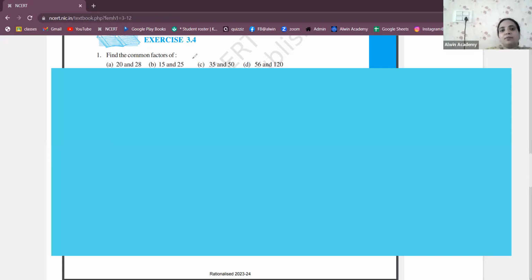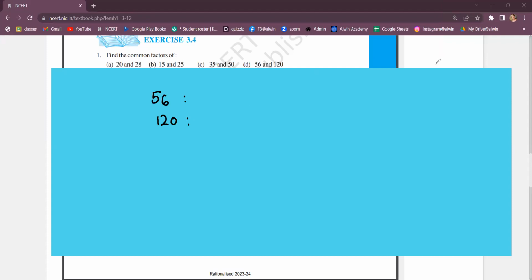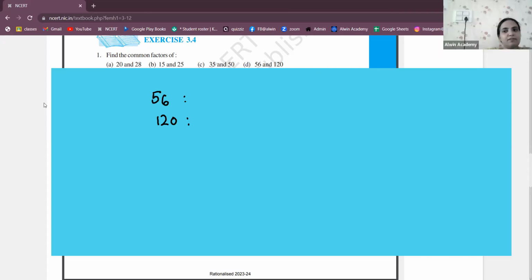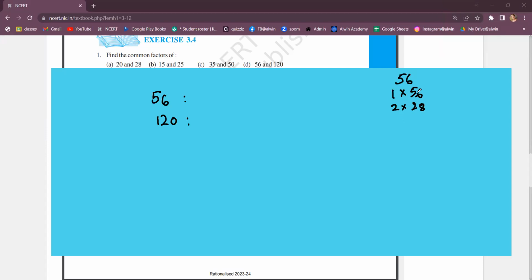देखिए, अगर हम 56 और 120 को लिस्टिंग द फैक्टर मेथड से करते तो कैसे करते? मैं पहले 56 के फैक्टर्स बना रही हूँ. That's 1 times 56, then 2 times 28. Then अपने divisibility rules check करो. Is 56 divisible by 3? What is the rule? That the sum of the digits should be divisible. लो यहाँ पे 11 बन रहा है, which is not divisible by 3. तो 3 के टेबल से नहीं जाता.